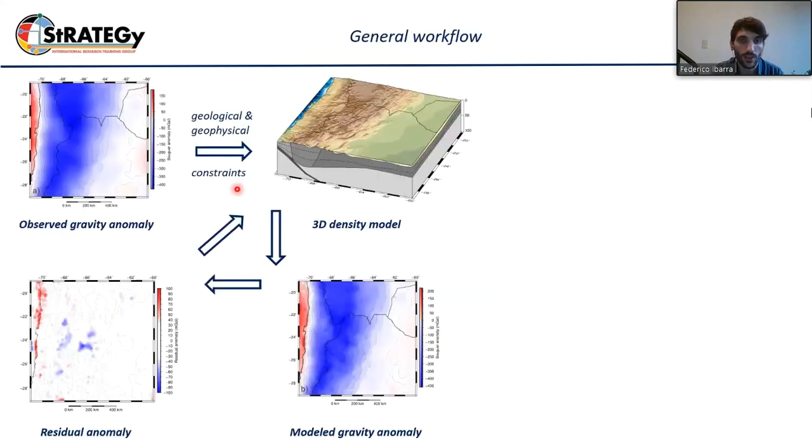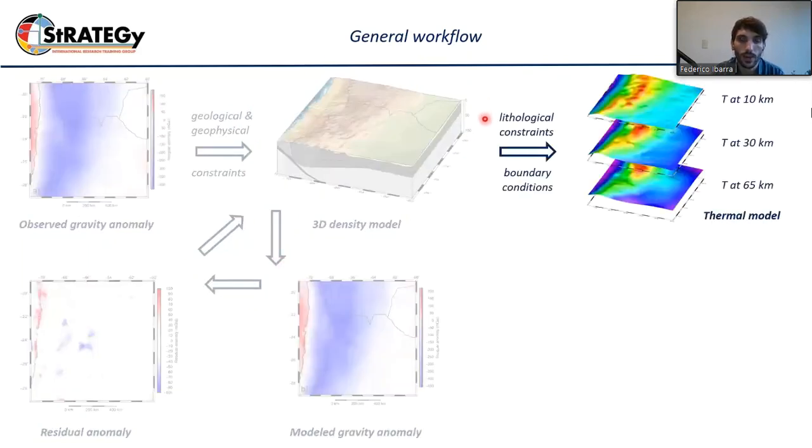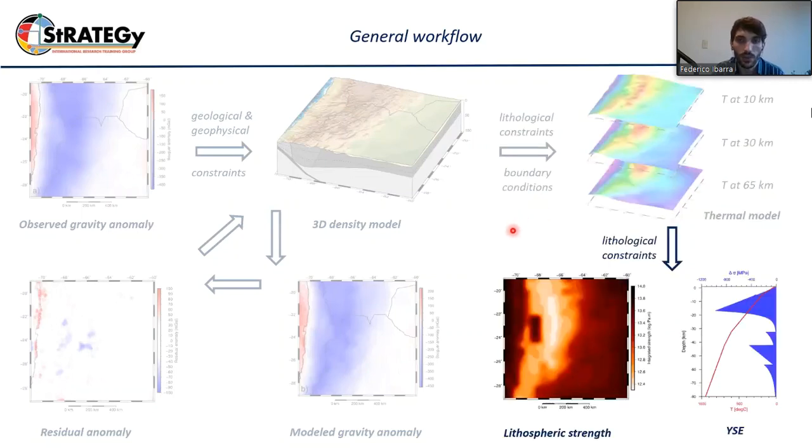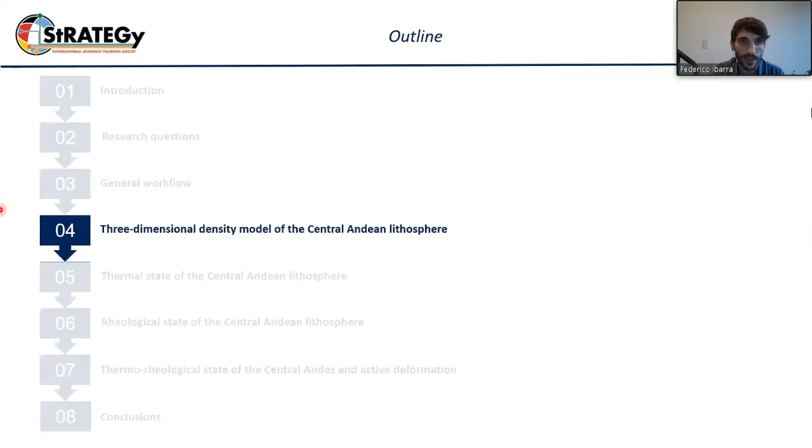To accomplish that, I constructed a 3D density model of the region constrained by geological and geophysical observations and the forward modeling of the Bouguer anomaly. In a second step, I calculated the conductive thermal field based on the density model and lithological constraints on thermal properties, also after the definition of boundary conditions. And finally, I modeled the distribution of strength on the basis of both density and thermal models, and considering again the lithology of the main units to define rock properties. Let's start now with the 3D density distribution of the Central Andes.